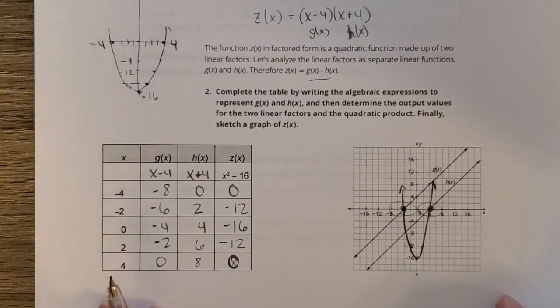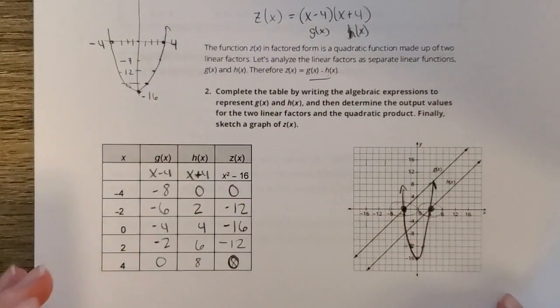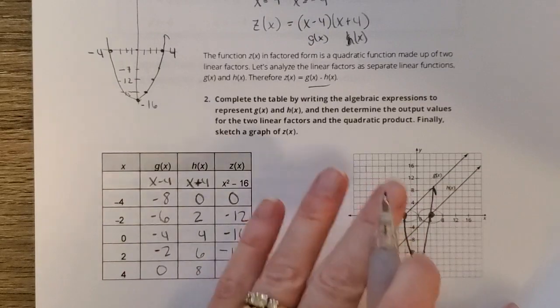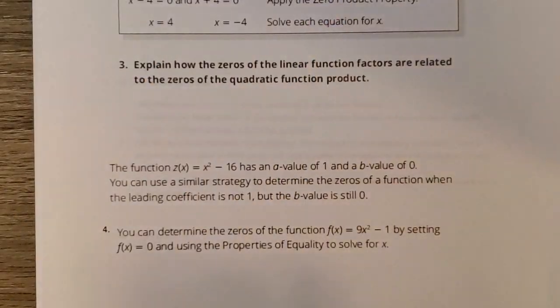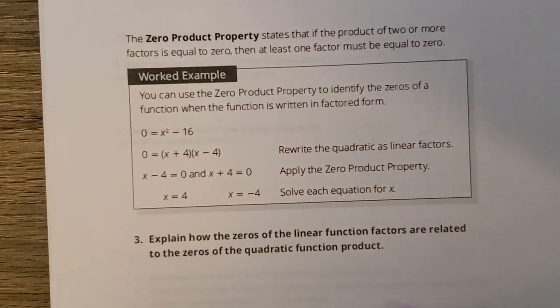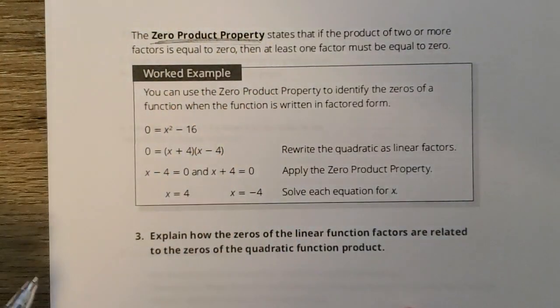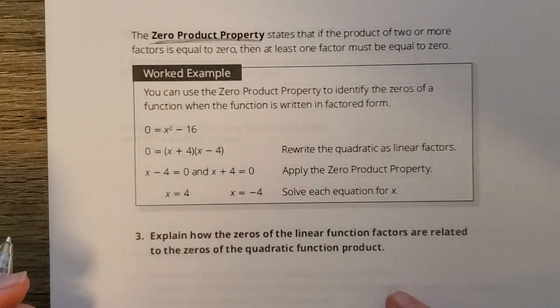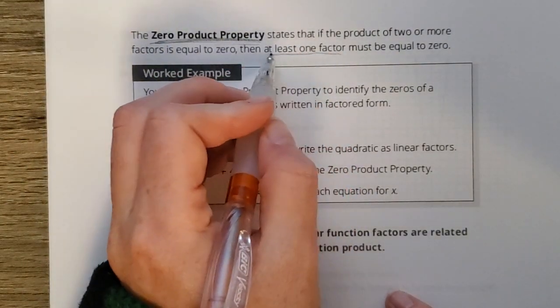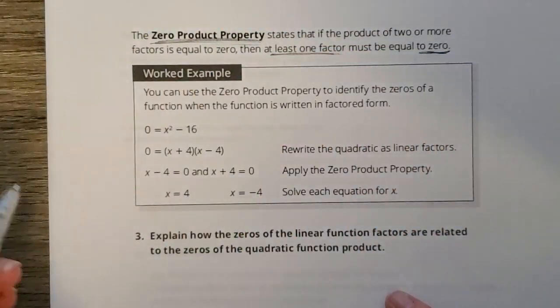So when we're trying to find the solutions, we can find the solutions to each of the factors, or we can find the solution to the entire quadratic. So the zero product property, super important. This is like one of the really important algebra rules. The zero product property states that if the product of two or more factors is equal to 0, then at least one of the factors must equal 0.